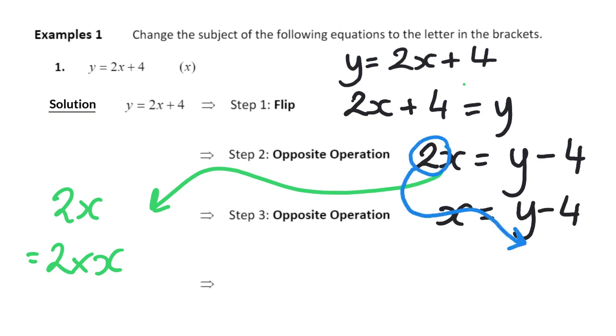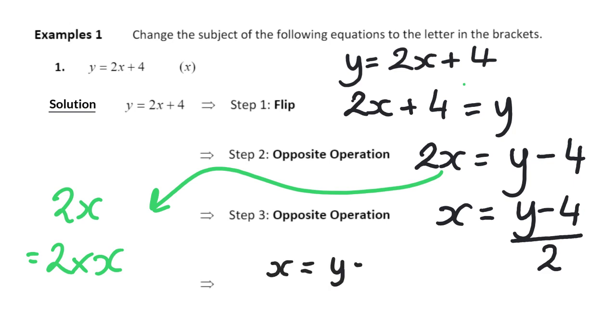We could put it in brackets and then write the symbol divide by 2, but at National 5, as we mentioned before with the fractions, we use the term over. So y minus 4 over 2 is how we would signify a divide by 2. So therefore, the final answer is x equals y minus 4 over 2.